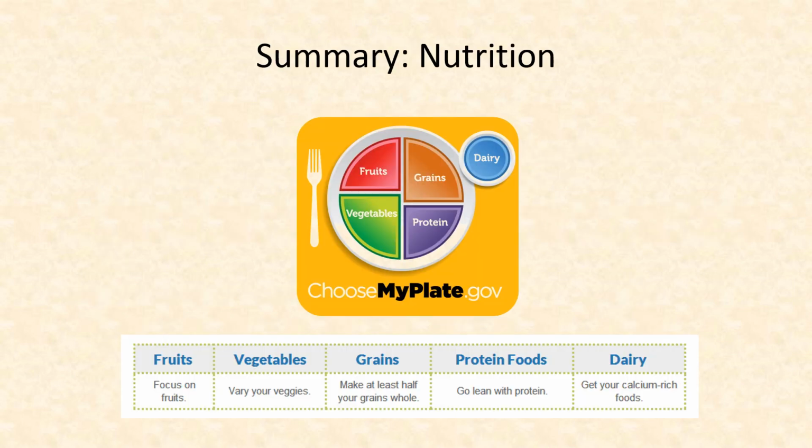In summary, we find that ChooseMyPlate.gov recommends a nice variety and a good balance and mix of fruits, vegetables, grains, protein foods, and dairy, with an understanding that we also need oils, but we'll probably get them just naturally through foods that we regularly consume.